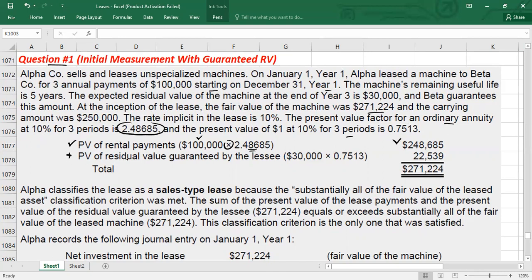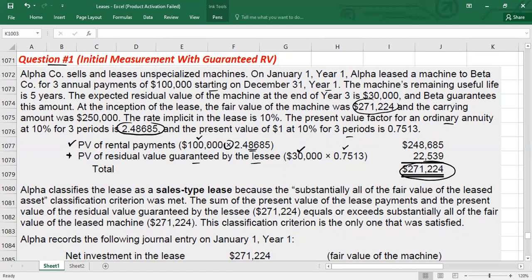Then you will add the present value of the residual value guaranteed by the lessee. The guaranteed residual is 30,000, which is given in the question. You have to multiply it with the present value factor, which is 0.7513. So you will get another present value. Just add these two cash flows and it's going to be equal to the fair value. By the way, the fair value was given here, 271,224.